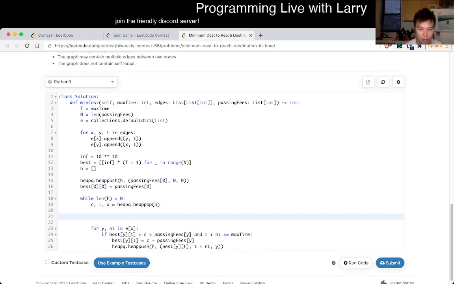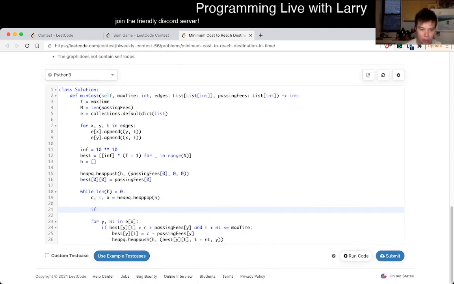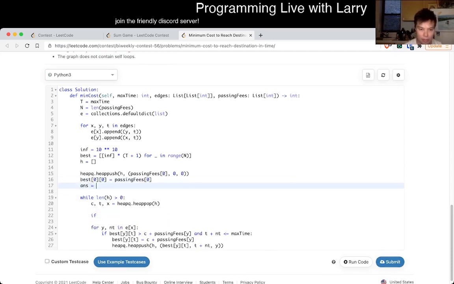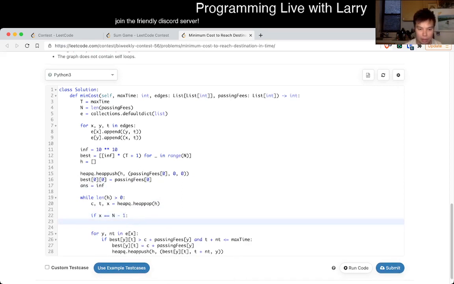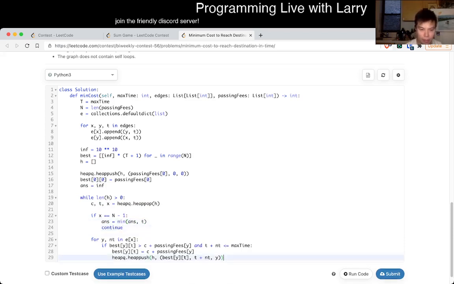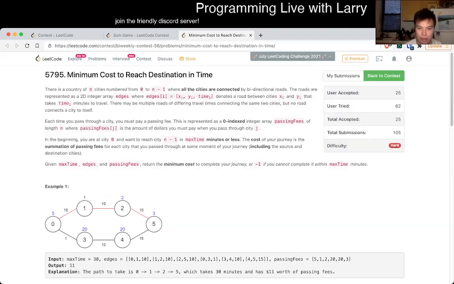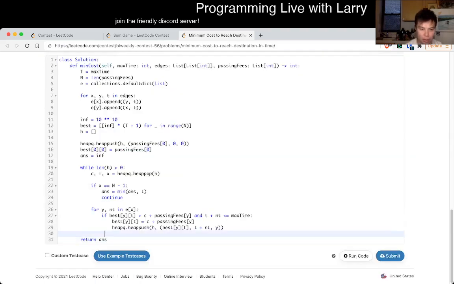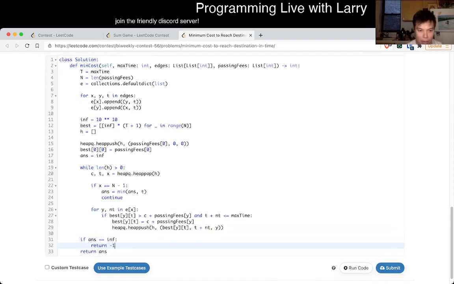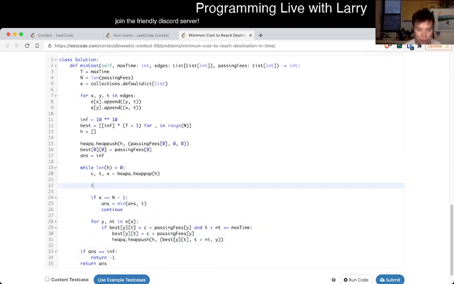You also want to do, okay, if x is equal to n minus 1, then n is equal to min of n and t, continue. Yeah. Answer, -1. Okay, there's also one more for the Dijkstra. If best of x t is greater than cost, continue. Okay.